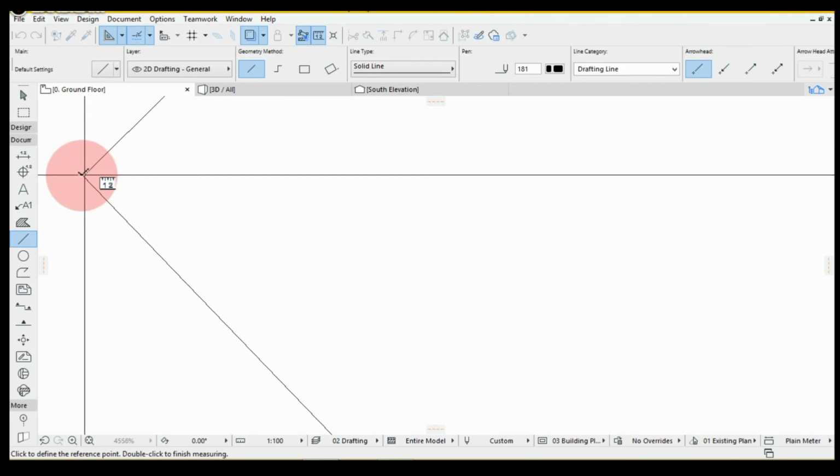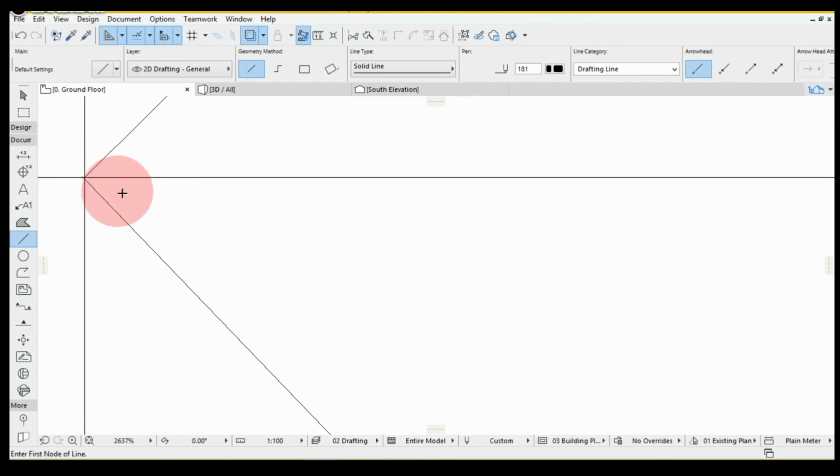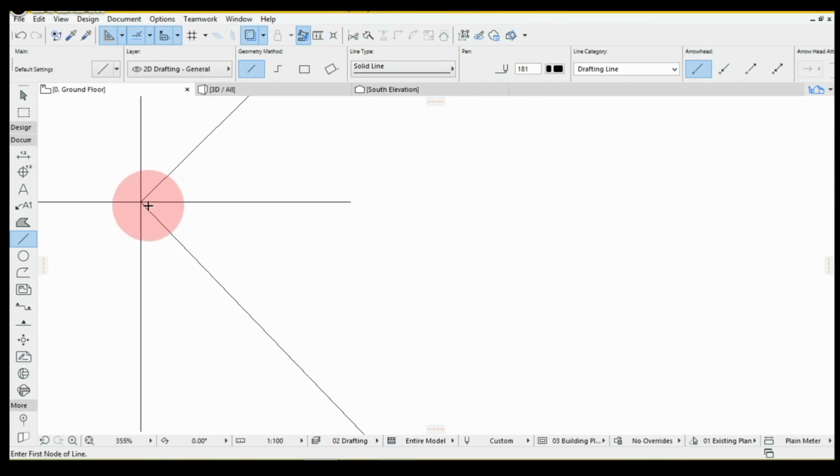So this is how to plot your survey plan in your Archicad.